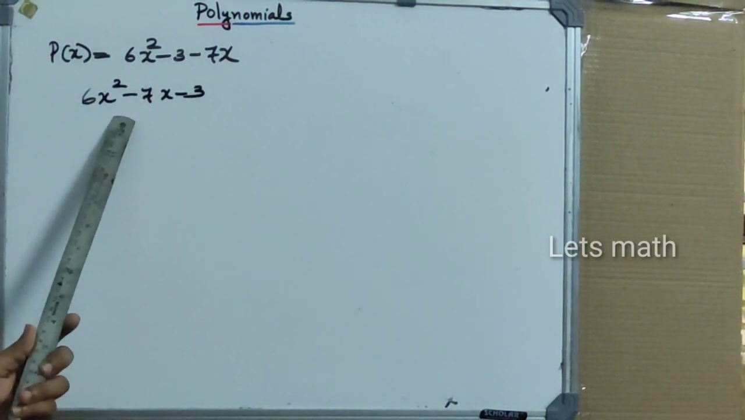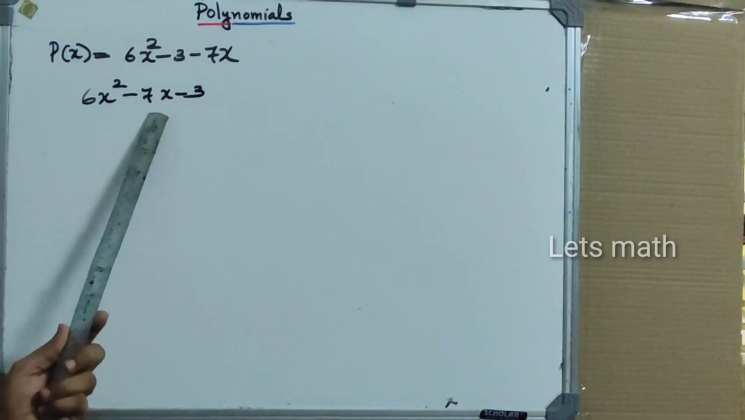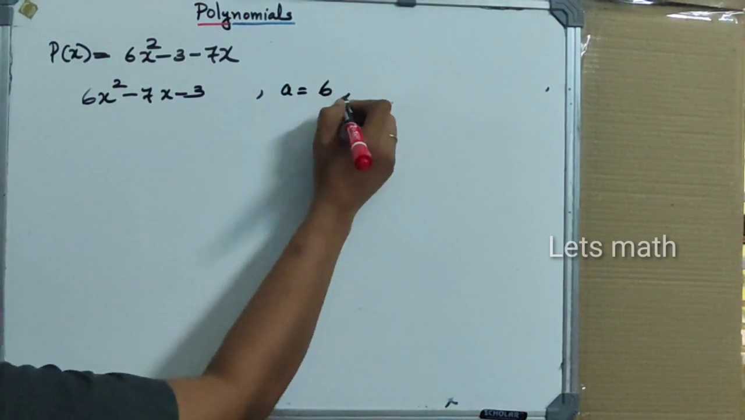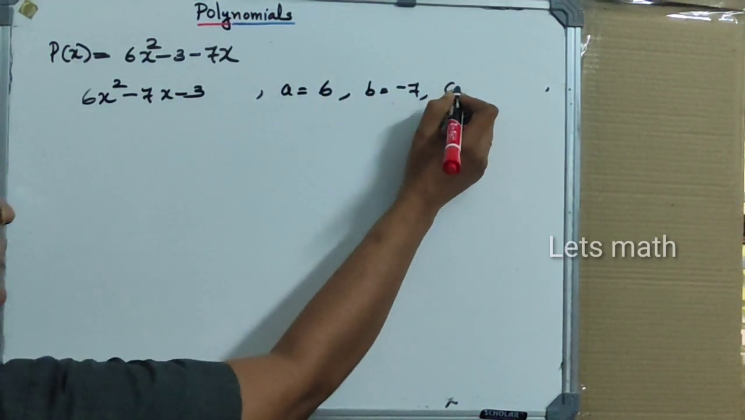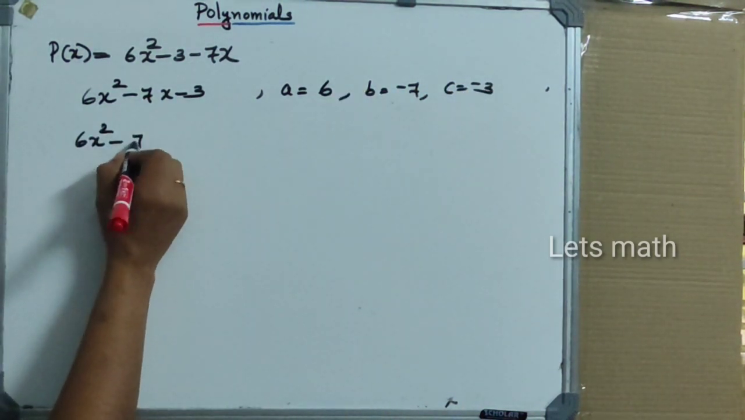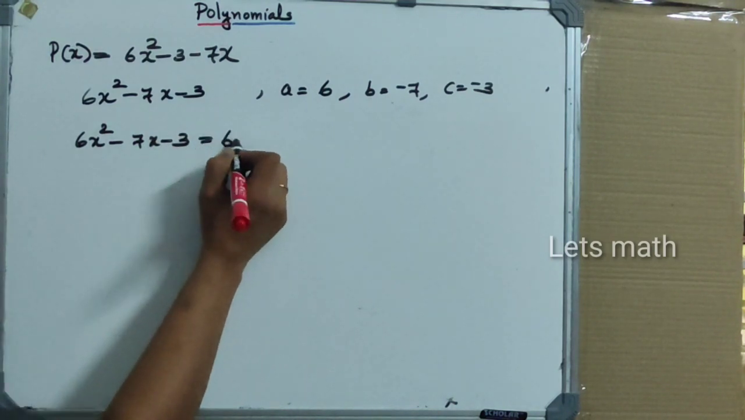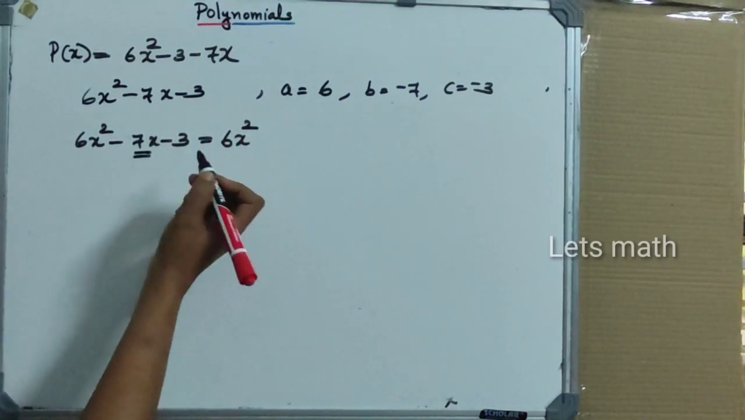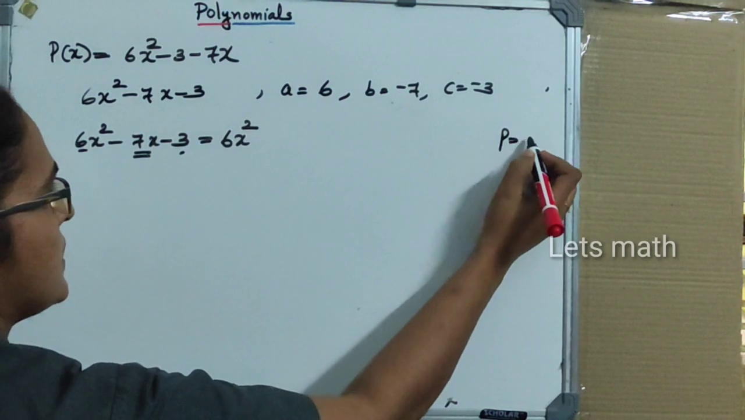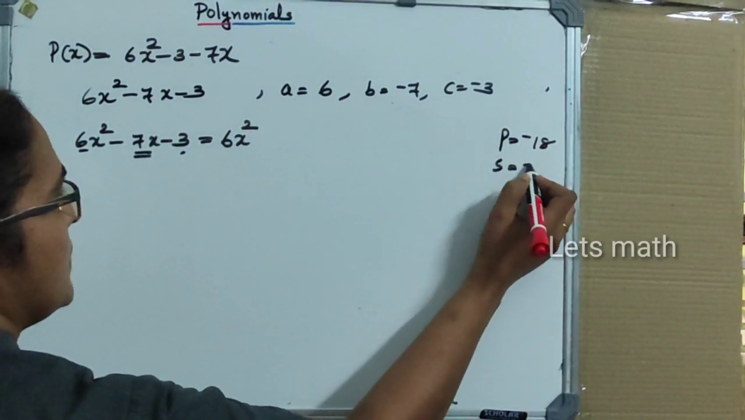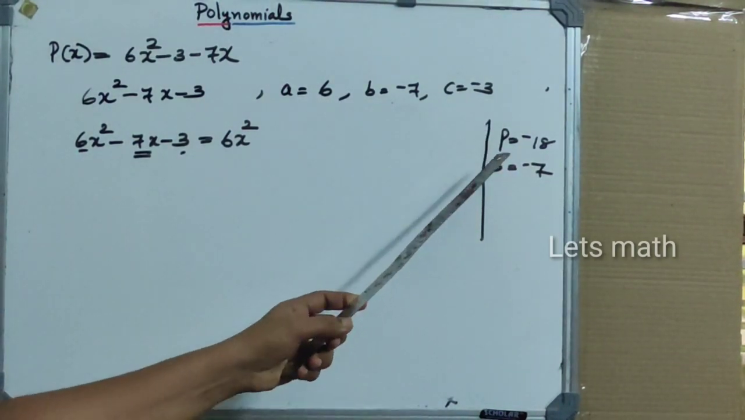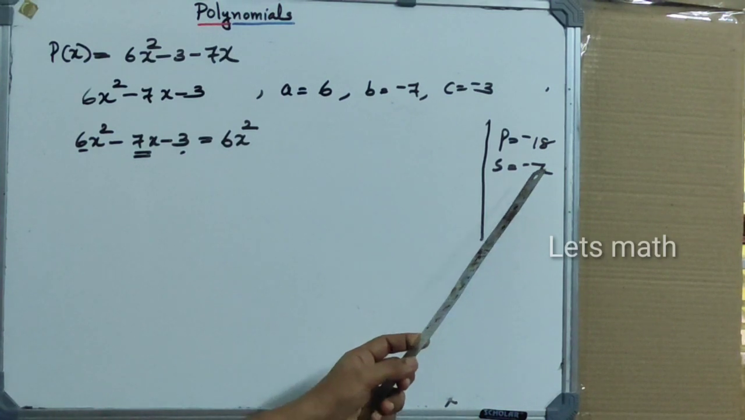This is the standard form. So 6x square minus 7x minus 3. So let us take what is a. What is a? 6. What is b? Minus 7. And what is c? It is minus 3. Again factorize by splitting the middle term. Split up 7 to get the product as 6 into 3, that is minus 18, and the sum as minus 7. So what are the numbers that give product as minus 18 and sum as minus 7?